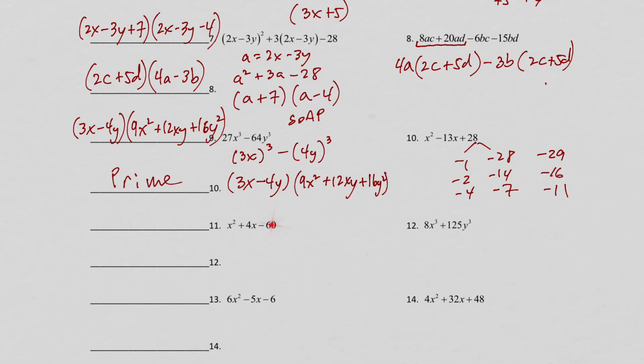Okay, here I'm looking for factors of negative 60 that add up to positive 4. And remember that one's positive, one's negative, so I'm actually subtracting. So let's see, positive 10 and negative 6. These multiply to negative 60 but add up to positive 4.